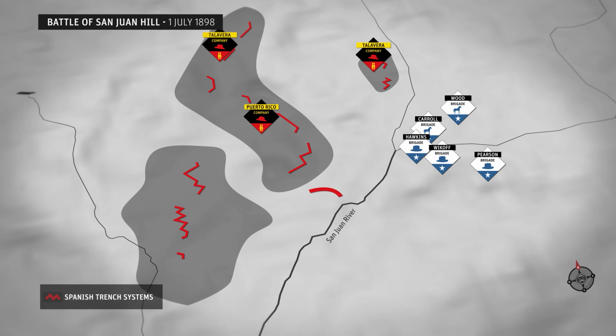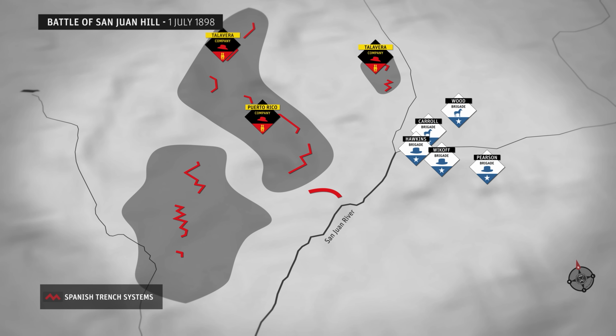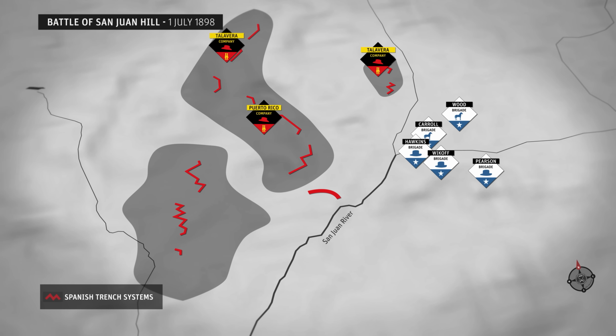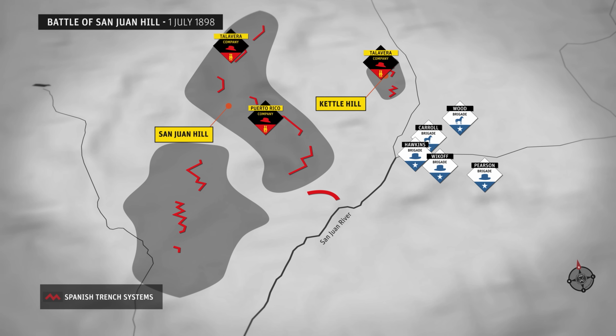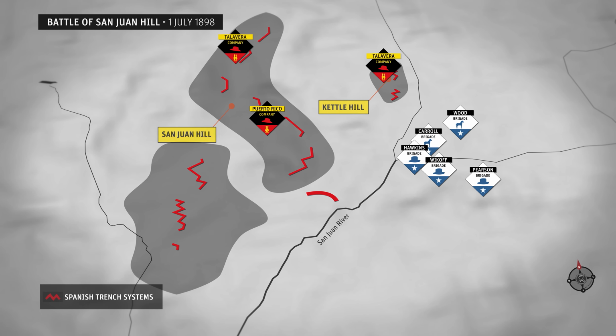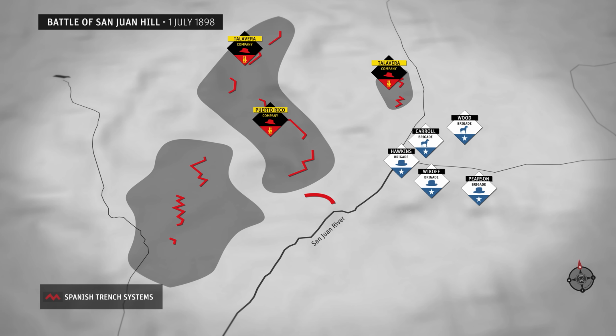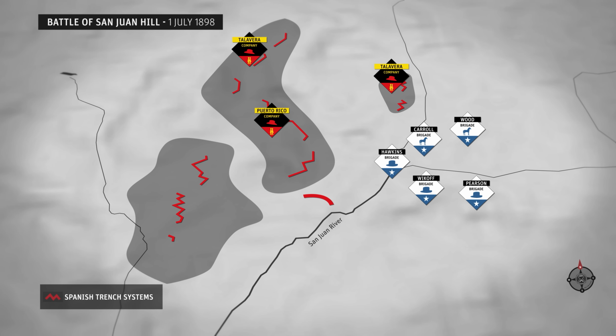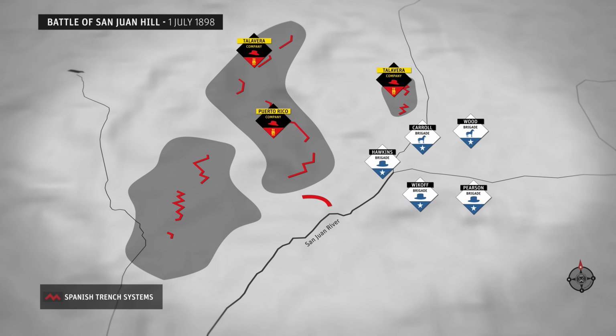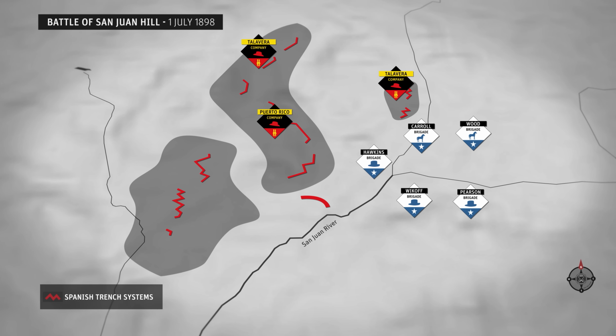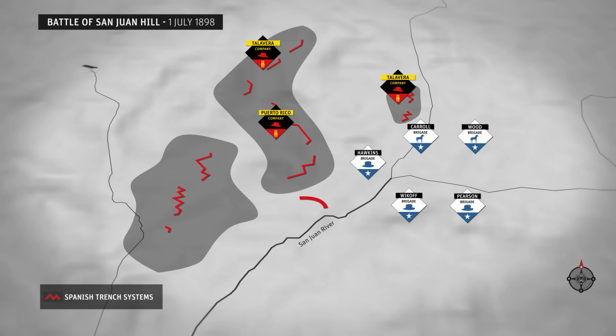On July 1st, Lawton began the main attack at around 6:30 a.m., but immediately it became clear that he'd underestimated the Spanish defenders. Despite being outnumbered 10-1, the Spaniards held off US troops for 8 hours. With no breakthrough imminent, more US troops moved in, including the Rough Riders, but artillery support was minimal.